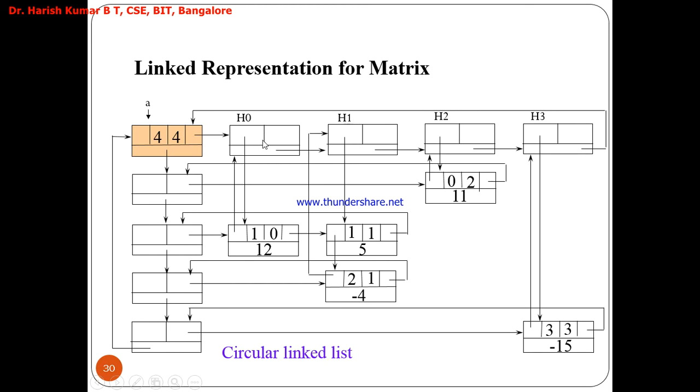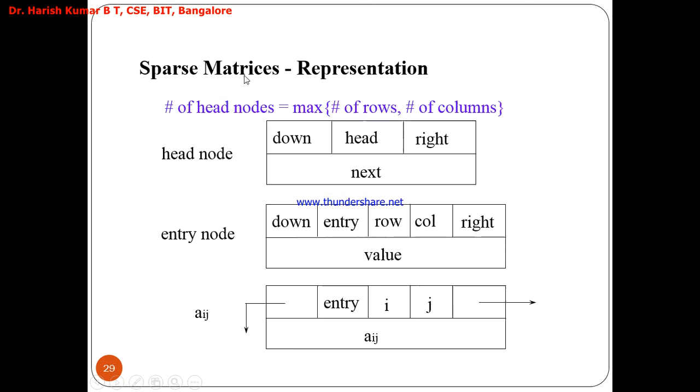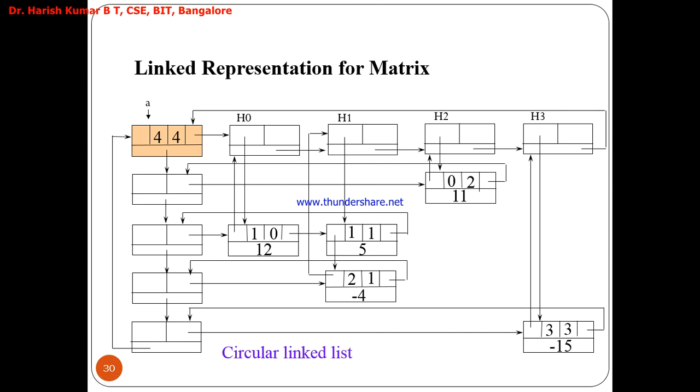So here I showed the next field first, and down and right below. Here it is reverse. So down and next: down and right are written upper and next is written below. So see, this is the linked representation, circular linked.